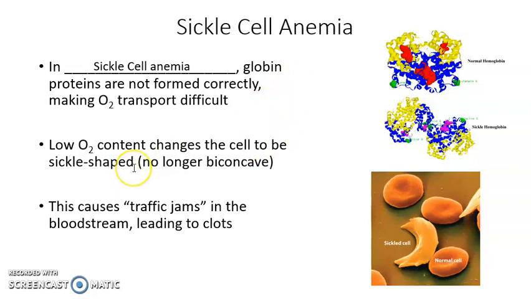So, low oxygen content. When somebody's hypoxic, they're trying to keep up with exercise, or they're at high altitude, or something like that, that can change the shape of these proteins and make them sickle shaped. Which is interesting. If you see right over here in this micrograph, that sickled cell is obviously a much different shape than the other, normal cells. Now, this causes traffic jams in the bloodstream. There are some blood vessels in your body called capillaries that are small enough to only allow one blood cell through at a time. They're crazy tiny little passageways.